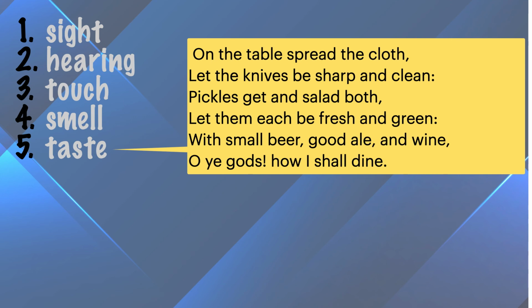Taste. On the table, spread the cloth. Let the knives be sharp and clean. Pickles get, and salad both. Let them each be fresh and green. With small beer, good ale, and wine, oh, ye gods, how I shall dine.